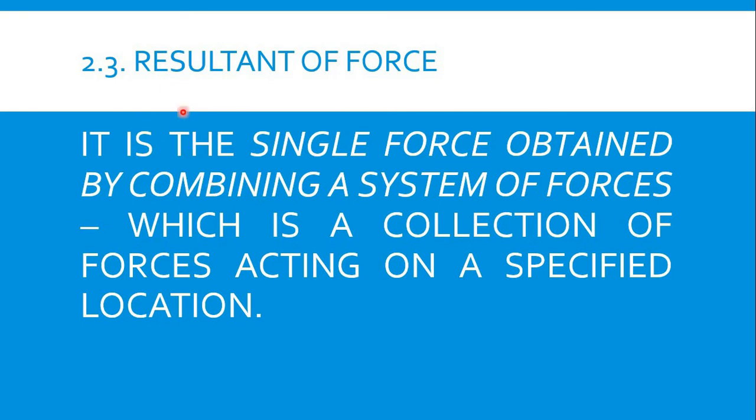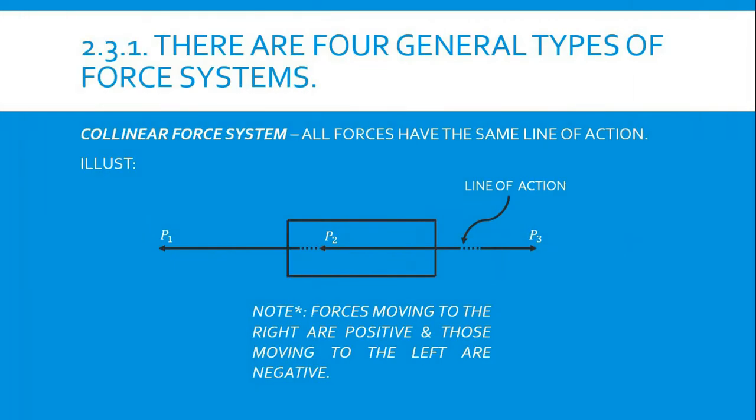So, the resultant force is the single force obtained by combining a system of forces, which is a collection of forces acting on a specified location. So the resultant force is the combination of F of x and F of y. There are four general types of force systems. First is collinear force system.